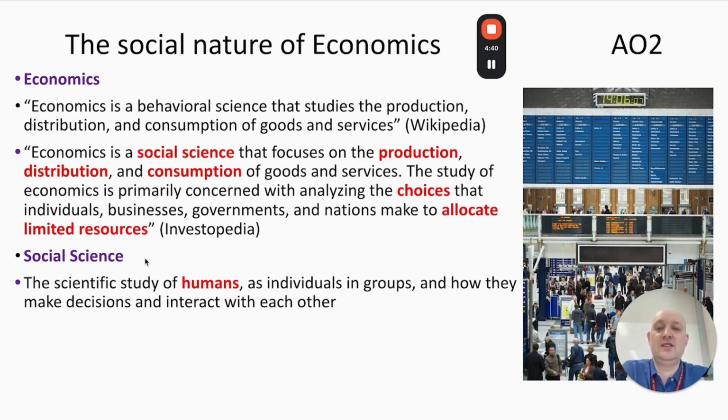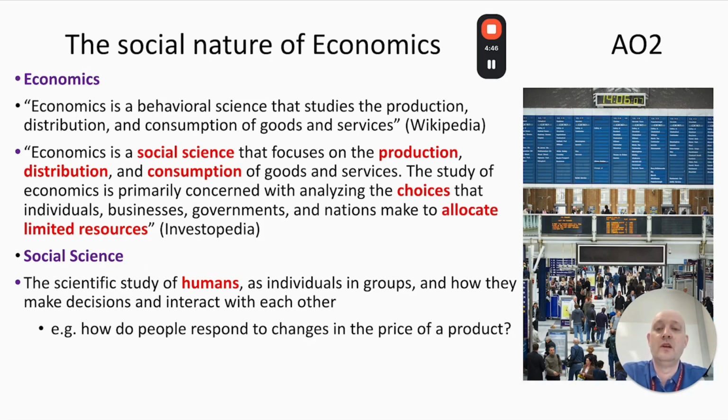Economics is scientific in the sense that there are experiments, but there are problems with that, which we'll get into in a later video. For example, one thing we'll look at is how people respond to changes in the price of a product. Again, this is how humans react as individuals and groups when something changes. Other social sciences you might do are psychology, sociology, political science, anthropology, etc.